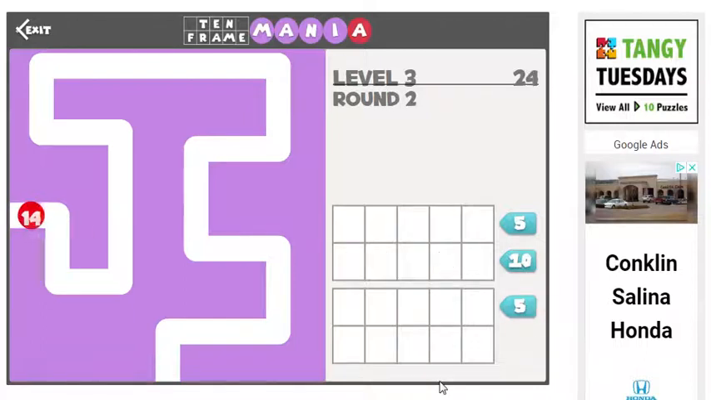So this is 10-Frame Mania. It's working on students' number sense and some logical grouping techniques in order to make the number, or compose the number, that's being shown in the puzzle.